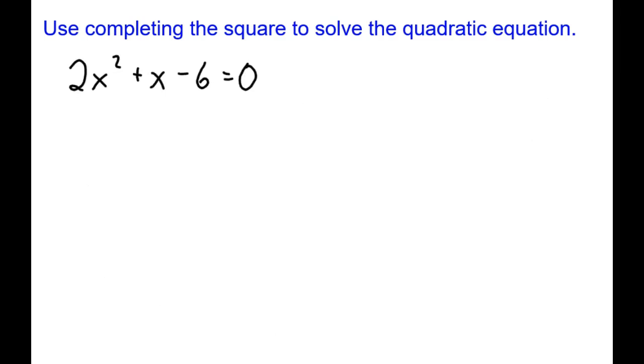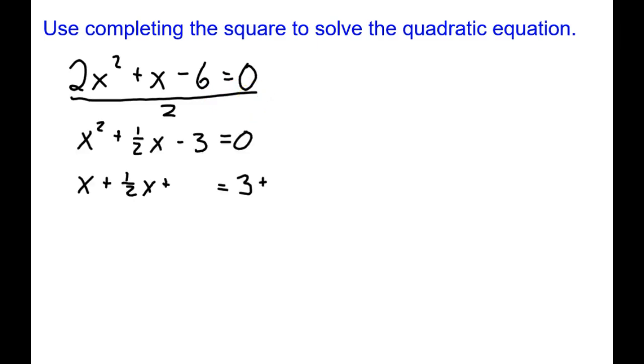Now to the third example, we have 2x squared plus x minus 6 equal to 0. First thing we need to do in this example is divide the whole equation by 2, because we need to make that leading coefficient a value of 1. And as long as we divide the left side and the right side by the same value, we're okay. So now we have x squared plus 1/2 x minus 3 equal to 0. Get our variable terms on one side, constant on the other, so we have to add the 3.